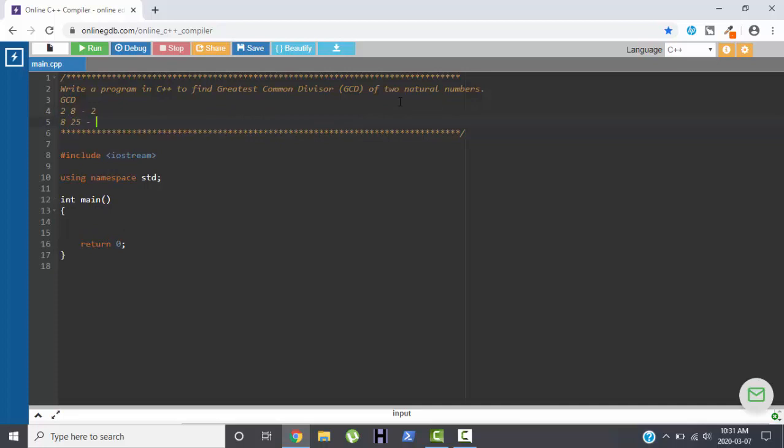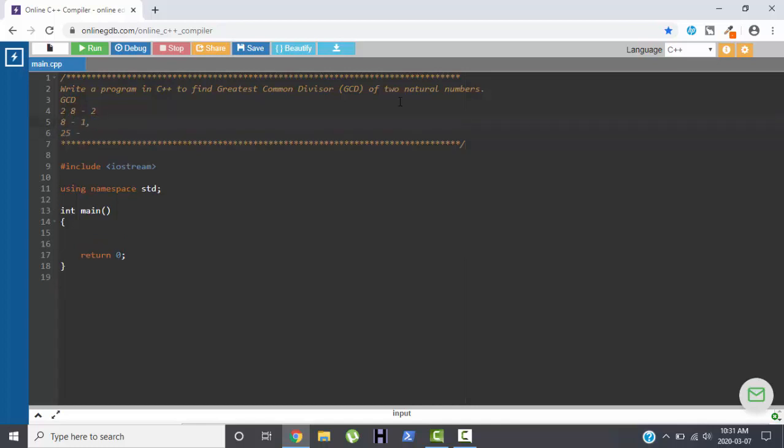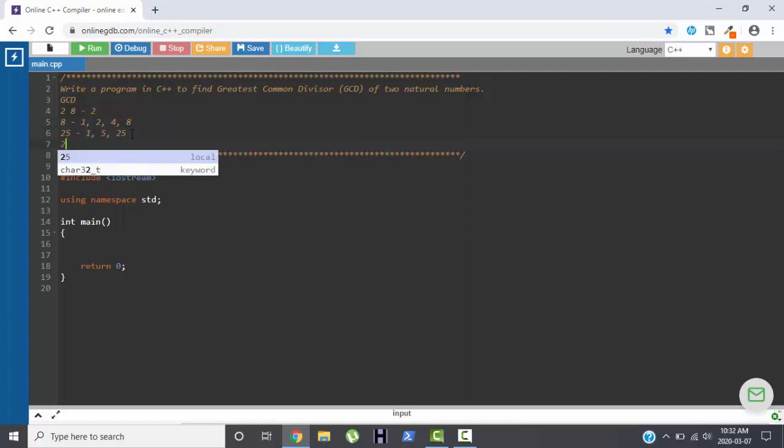So in this case, the process to find the greatest common divisor is very simple. We have to list the divisors for the given numbers. For 8, that is 1, 2, 4 and 8. And for 25, the divisors are 1, 5 and 25. So you can notice that the only common divisor in both cases is 1. So the greatest common divisor for 8 and 25 is 1.